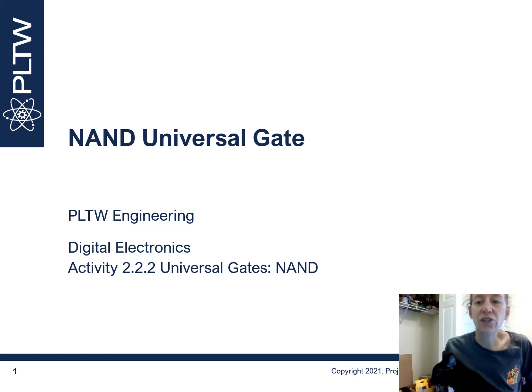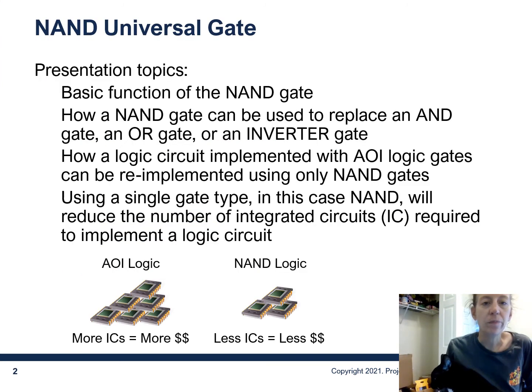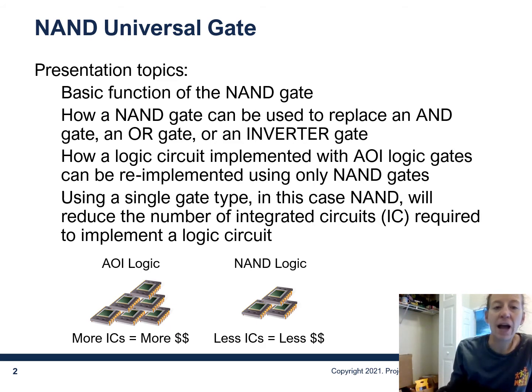All right, so let's do this. So the presentation topics: basic function of the NAND gate. We do want to review that and make sure we're really clear on what NAND gates do. And then go through how a NAND gate can be used to replace the AOI logic that we have already, so your AND, OR, and inverter gates. How can you take out an OR gate and replace it with NAND gates that would do exactly the same thing? Then we'll go through the re-implementation process.